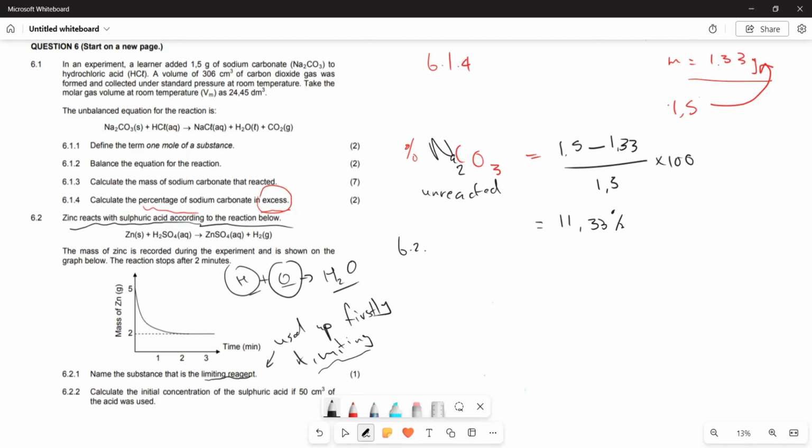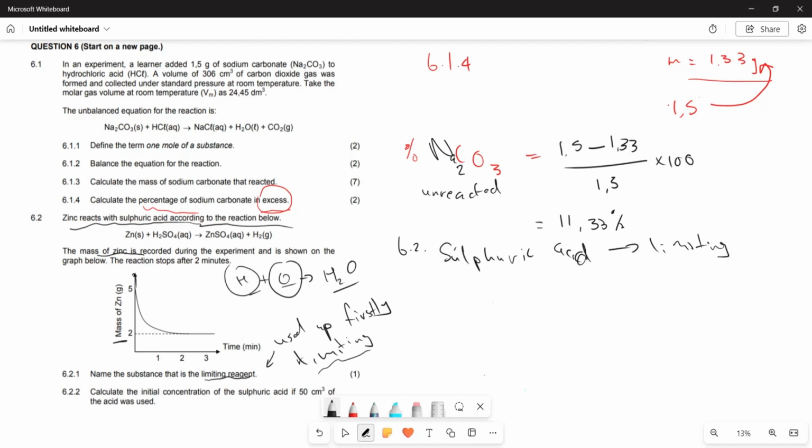Let's come back to this one. They are saying the mass of zinc was recorded. They said zinc reacted with sulfuric acid. But when they are recording here, they only have the mass of zinc and not the mass of your sulfuric acid. This can only mean one thing: your sulfuric acid ran out first within this particular reaction. So this is the one that is stopping us from continuing with this reaction.